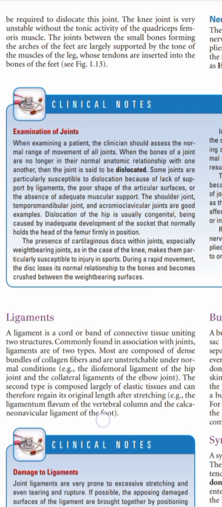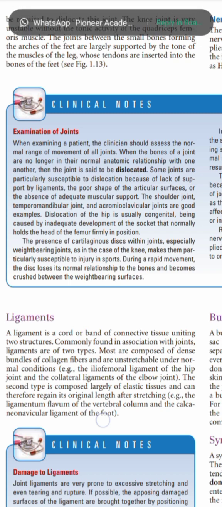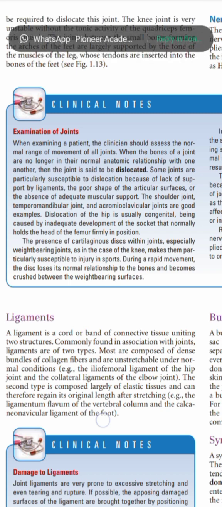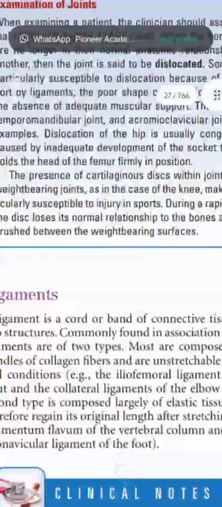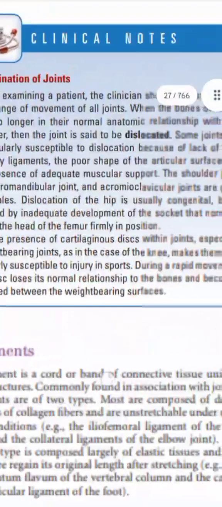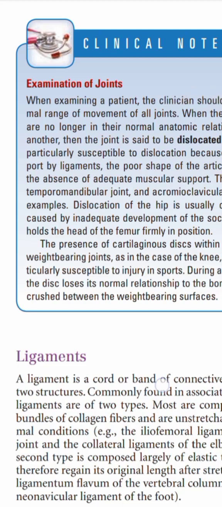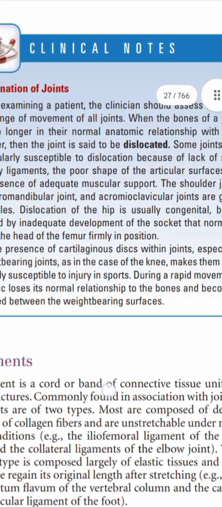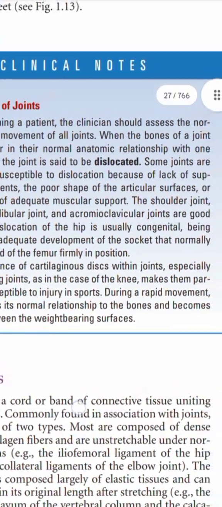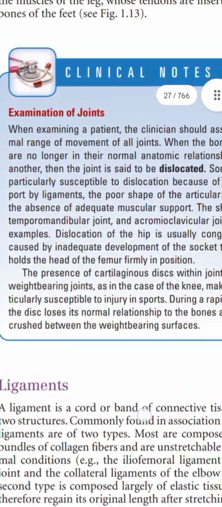Some joints are particularly susceptible to dislocation because of lack of support by ligaments, the poor shape of articular surfaces, or the absence of adequate muscle support. The shoulder joint, temporomandibular joint, and acromioclavicular joints are good examples.